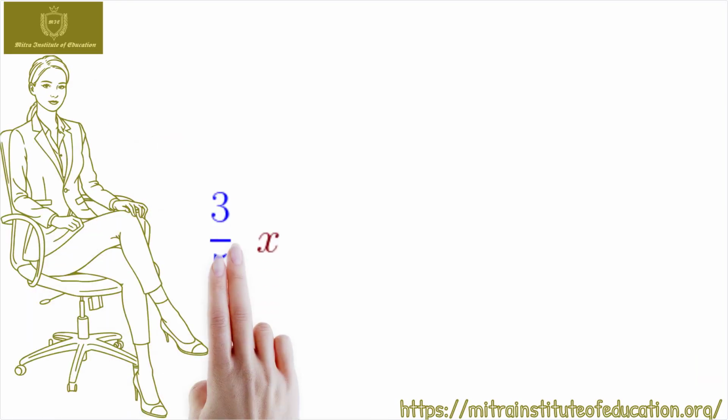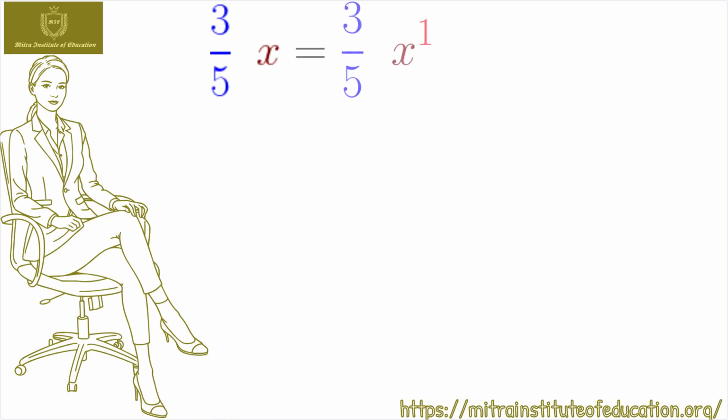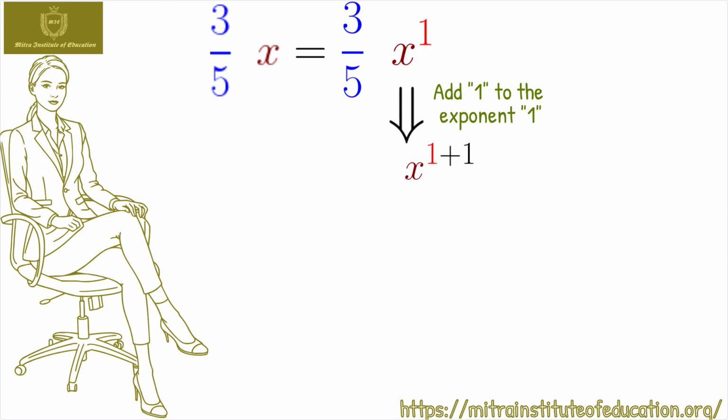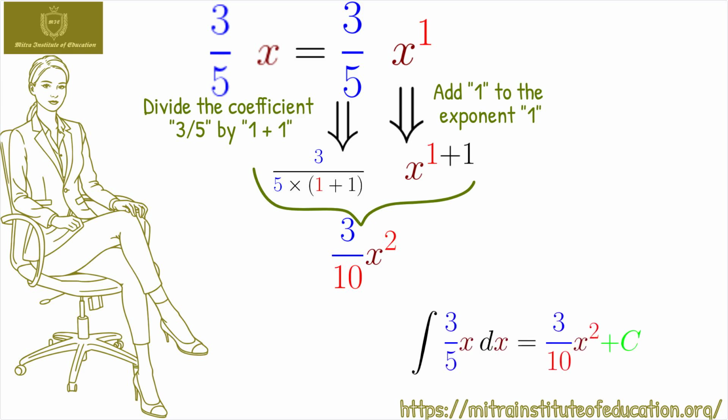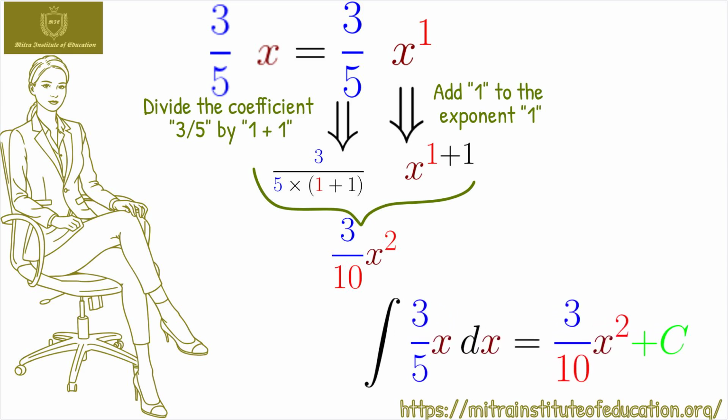Let's now find the integral of 3/5 times x. First, we increase the exponent of x from 1 to 2. Next, we divide the number in front of x, which is 3/5, by the new exponent, 2. So, we divide 3/5 by 2, and then multiply the result by x squared. When we simplify this, we get 3/10 times x squared.